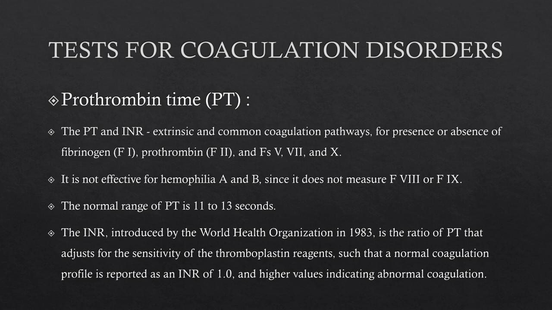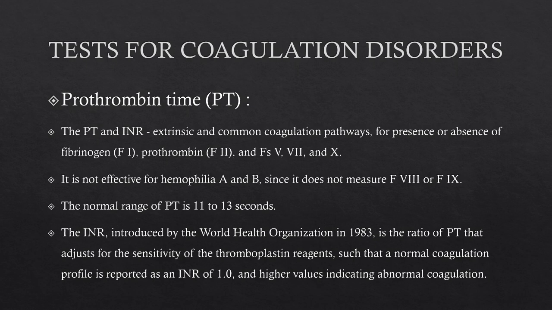So it checks for the presence or the absence of fibrinogen, prothrombin, and factor 5, 7, and 10. So only the factors involving the extrinsic pathway will be evaluated here. So this is not effective for factor 8 or 9 involvement, such as to identify a disease like hemophilia. The normal range is 11 to 13 seconds.